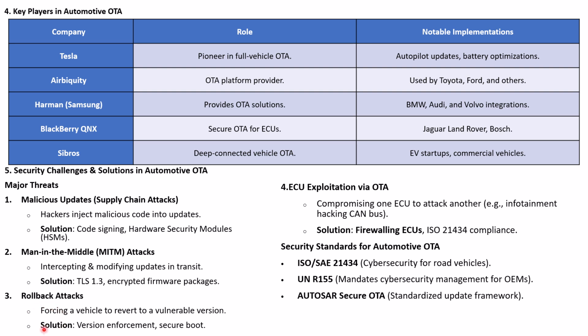Next is rollback attack, forcing a vehicle to revert to a vulnerable version. The solution is version enforcement and secure boot. The fourth one is ECU exploitation via OTA. What is the exploitation? It is compromising one ECU to attack another. For example, compromising the infotainment so that you can hack the CAN bus. This is called compromising one ECU to attack another. The solution is firewalling ECUs and ISO 21434 compliance.